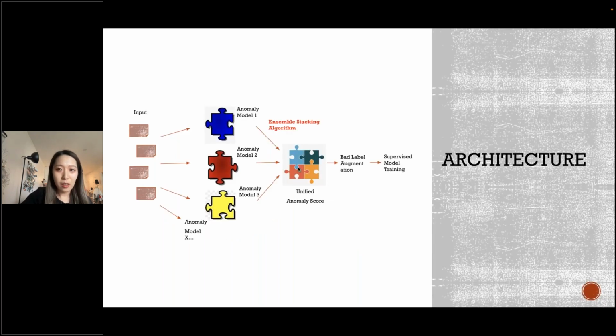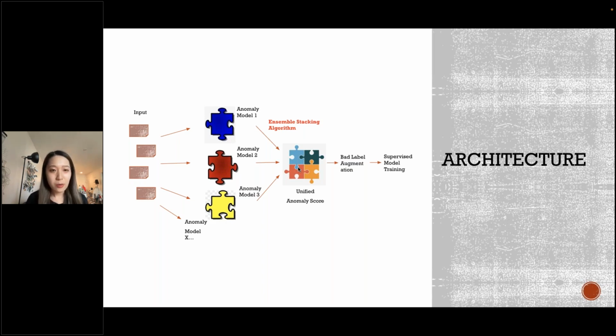Next, I will talk about the actual architecture I use for the new system. First, we feed the system with some data inputs. In my case, it is transaction-based events, but actually it can be other events as well. Next, instead of building only one anomaly model, I build a plurality of different individual anomaly models. So it can be anomaly model 1, 2, until X.